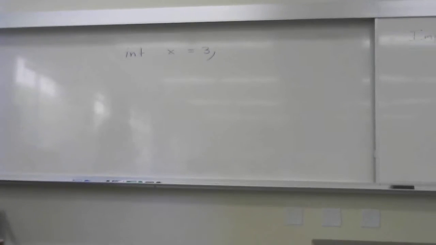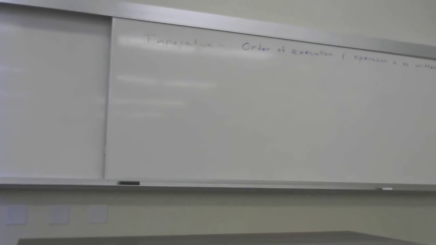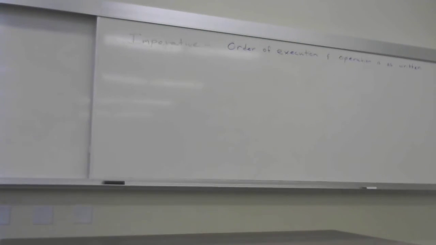That has an imperative structure. It says that there is going to be a variable x. It is going to have the type int, and it will have the value 3. All of those things are declared, and that's the order that they appear in.